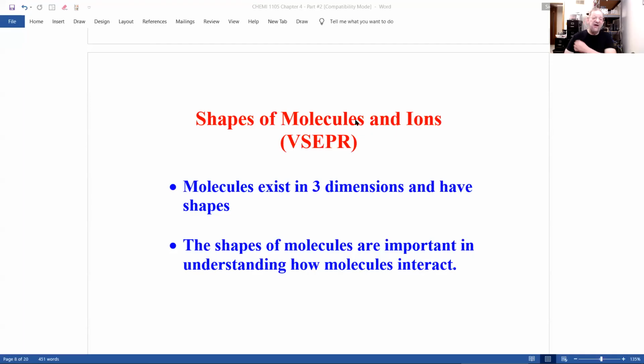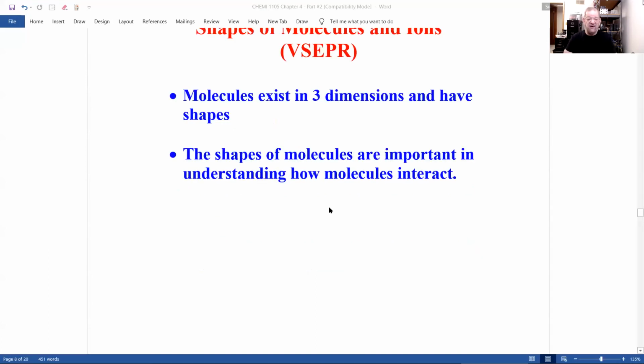Now, molecules and ions too exist in 3 dimensions. They have shapes. And what determines the shape? It's called VSEPR theory, valence shell electron pair repulsion. And those shapes are important in understanding how molecules act, especially in our bodies and with certain drugs.